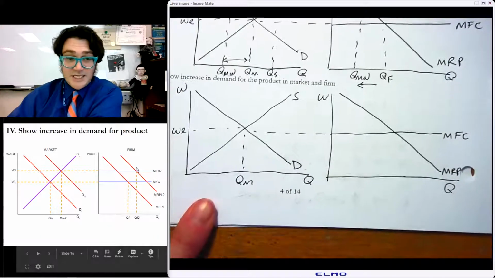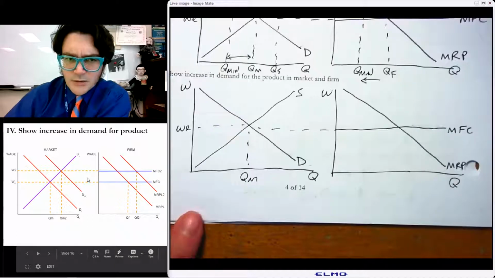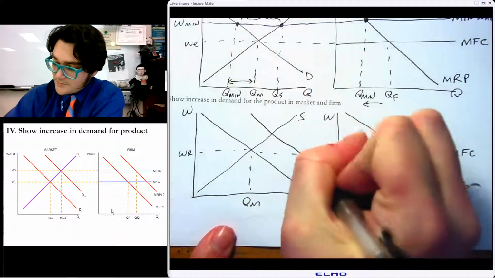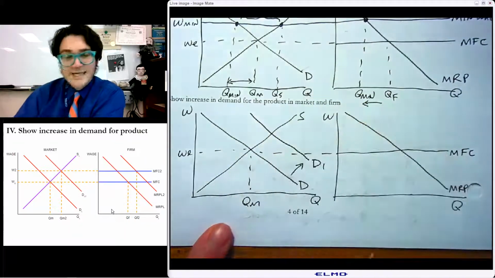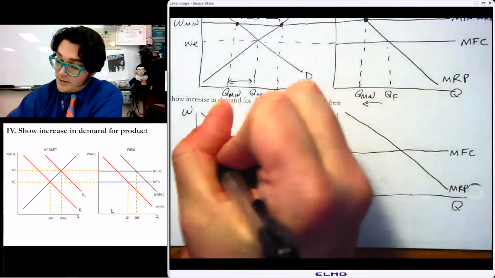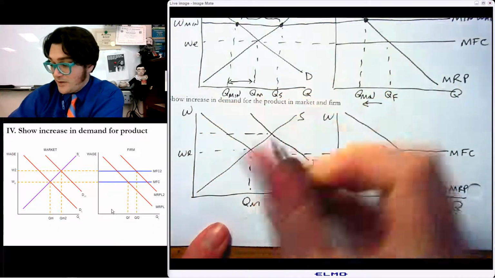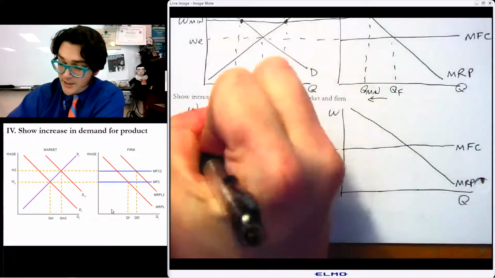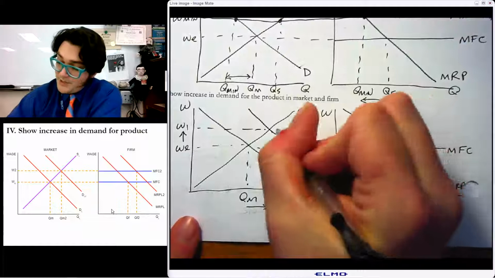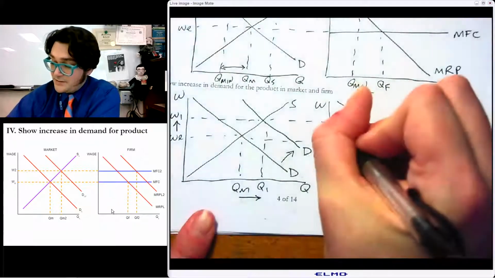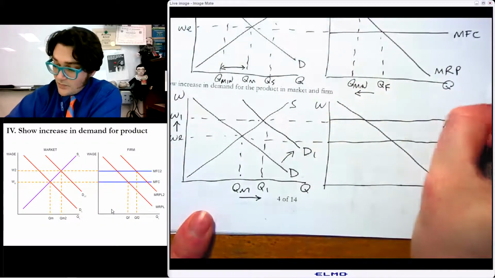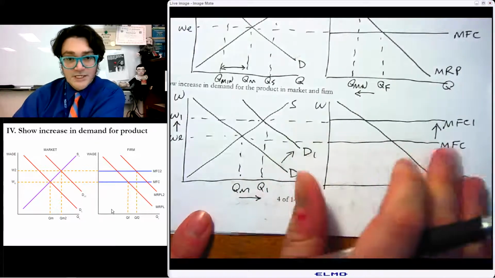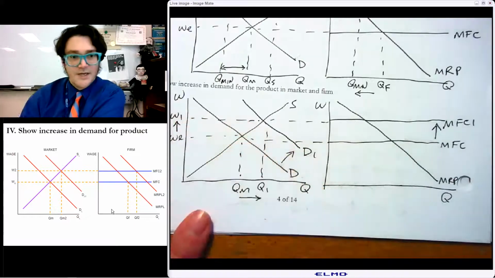Now, for this one, this is kind of scary. So don't be scared. You're going to be okay. You're going to be all right. So there's an increase in demand. As soon as that happens, a couple of things happen. More workers are going to get hired in the market, and they're going to get paid a higher wage. So that's going to mean the MFC will be higher, because this MFC just comes from whatever the wage is. So that's definitely going to happen.